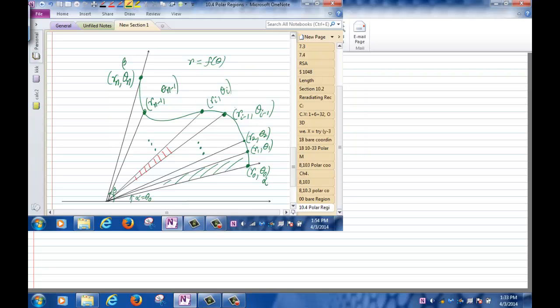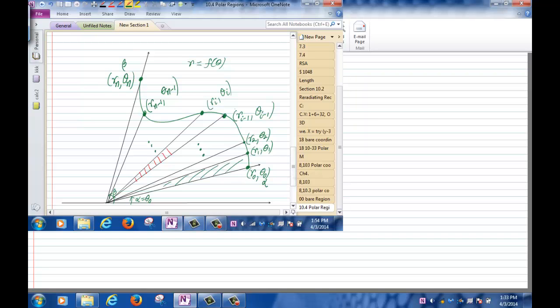Is that making sense? So I divided the polar region into smaller regions, right? Okay, and I want to approximate the area of each segment by the area of a sector of a circle. Because each segment looks like a sector of a circle, right? Each segment here looks like the sector of a circle. So I am going to approximate the area of each segment by the area of a sector of a circle. Now, what circle of what radius, right? So let's concentrate on the ith subinterval.